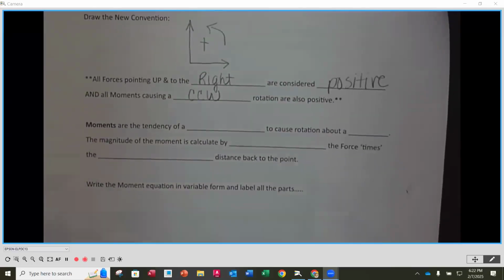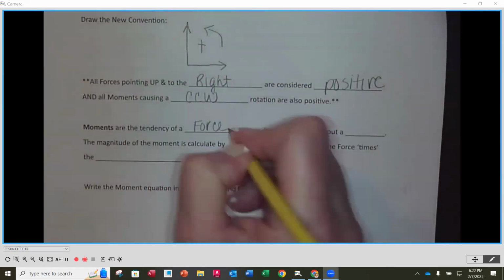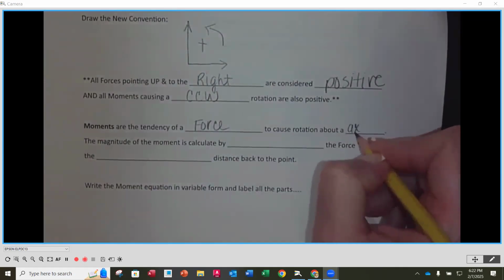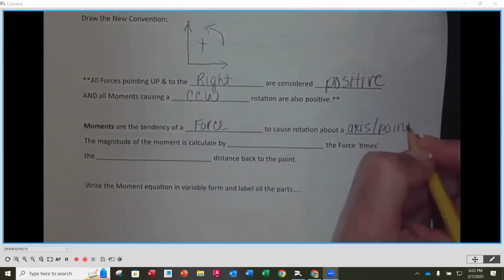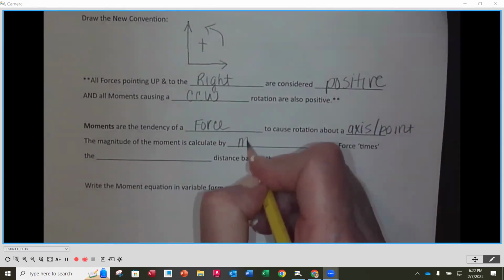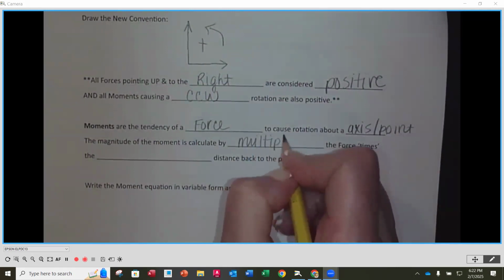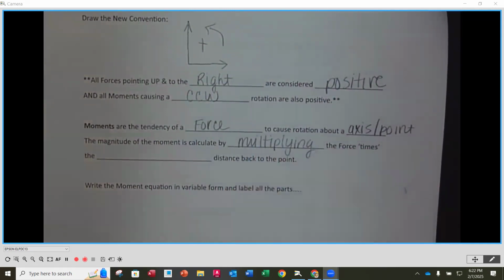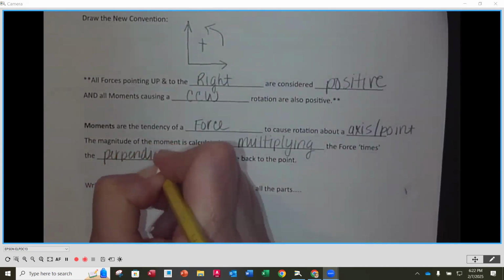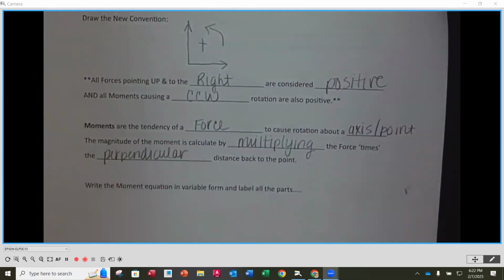Moments are the tendency of a force to cause rotation about an axis or point. Okay, and we see examples of both regularly. The magnitude of a moment is calculated by multiplying the force times the perpendicular distance back to that point.